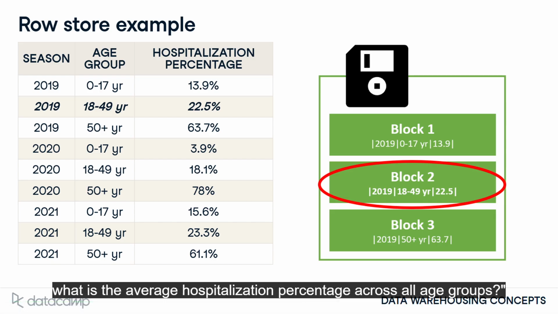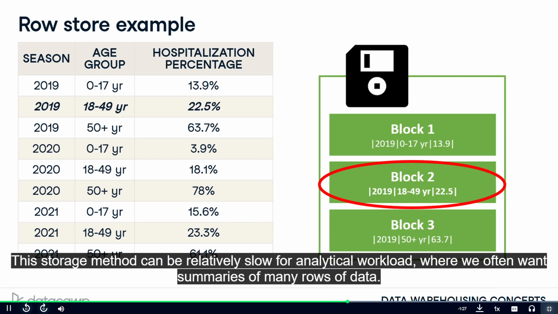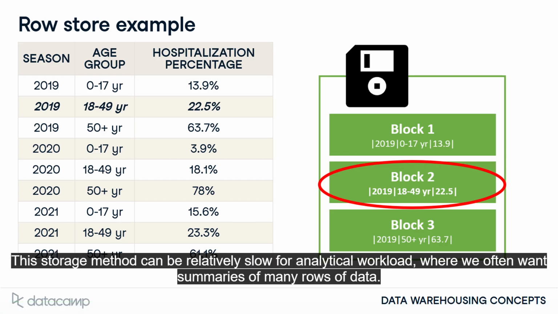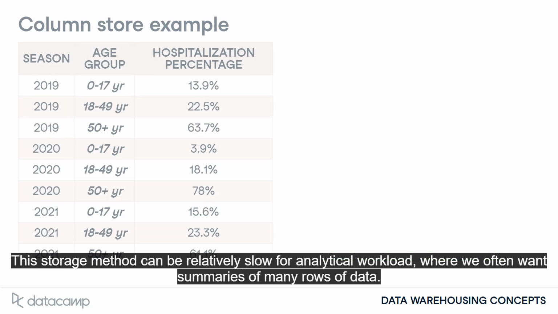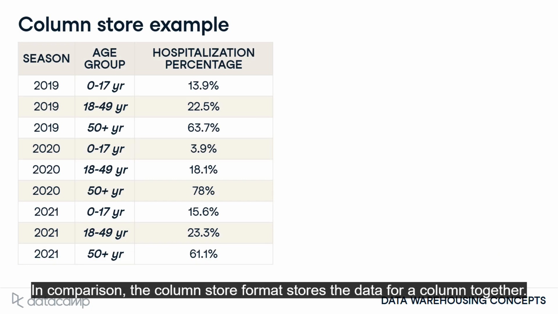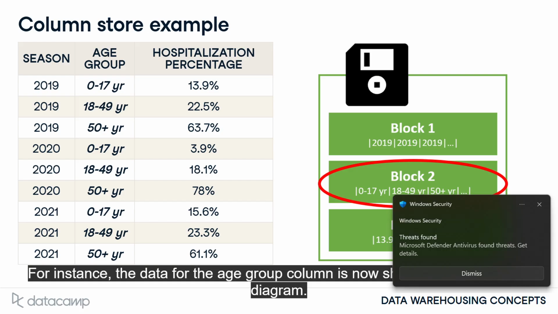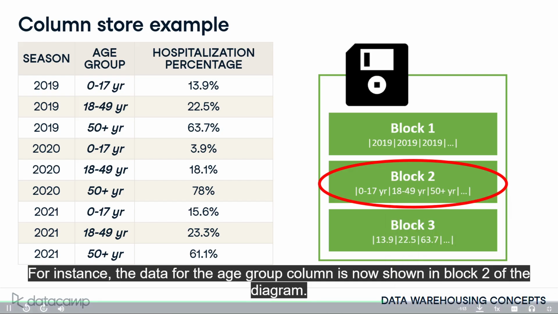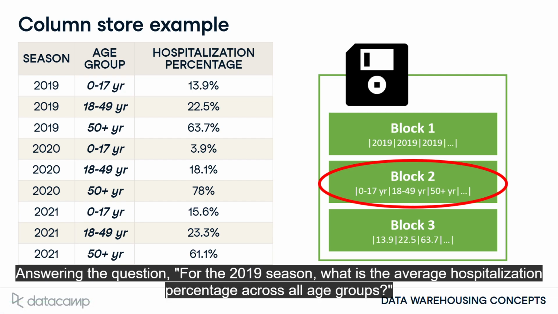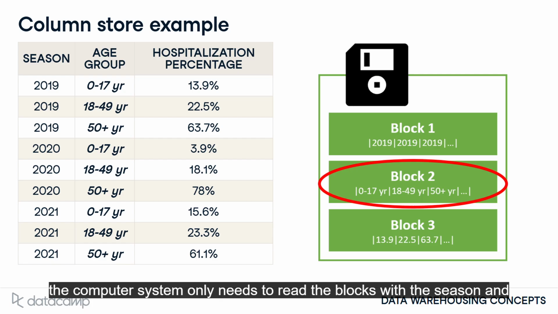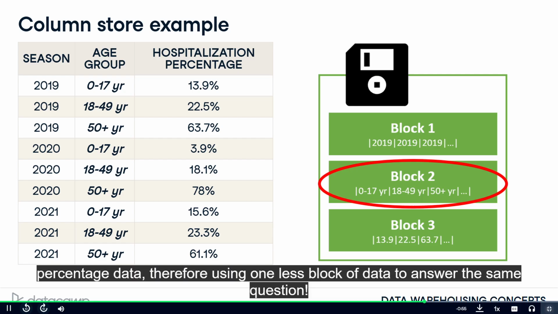What is the average hospitalization data for blocks of data, where we often want summaries of many rows of data. In comparison, the column store format stores the data for a column together. For instance, the data for the age group column is now shown in block 2 of the diagram. Answering the question, for the 2019 season, what is the average hospitalization percentage across all age groups? The computer system only needs to read the blocks with the answer to this analytical workload.